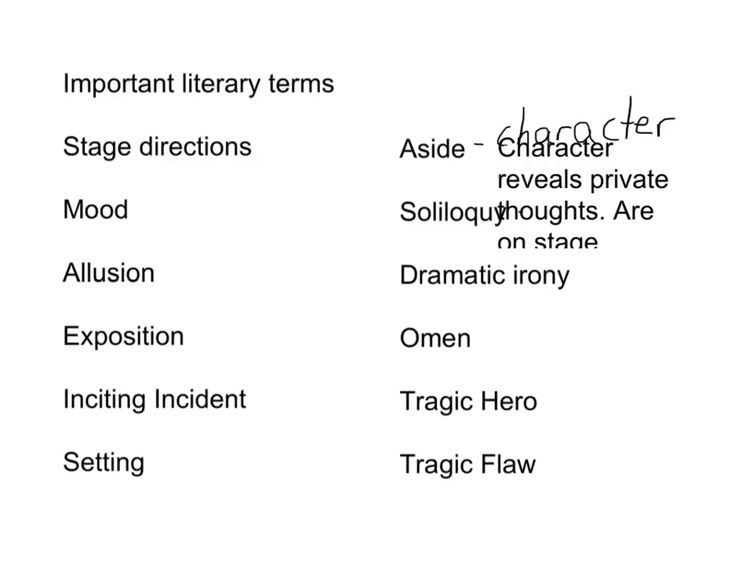A soliloquy is when the character reveals private thoughts, but the character is alone on stage. Dramatic irony is when the audience knows more than the characters. The audience is somehow more aware of what's going on than the characters themselves.